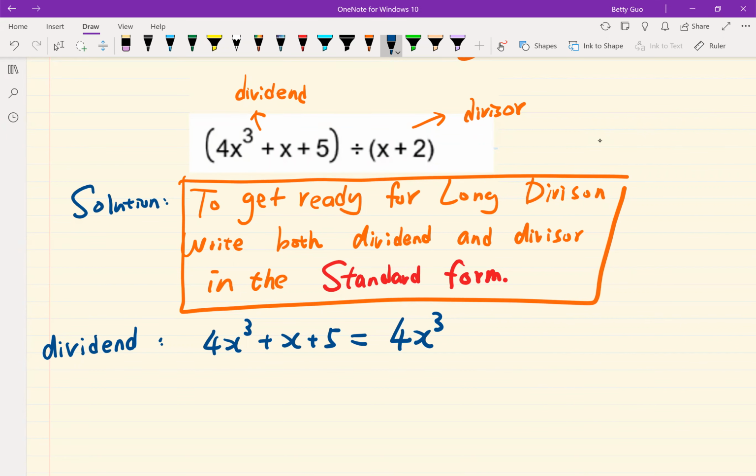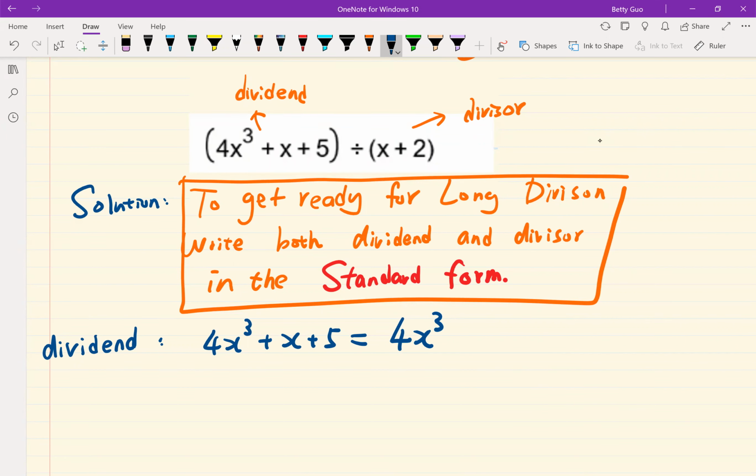Now we have both dividend and divisor in the standard form. We can finally start the long division process. How do we start it? This notation is the long division notation, like a roof. You're going to put the dividend, the blue one, under the roof. Make sure the dividend is in the standard form. So you're going to put 4x cubed plus 0x squared plus x plus 5 under the roof.